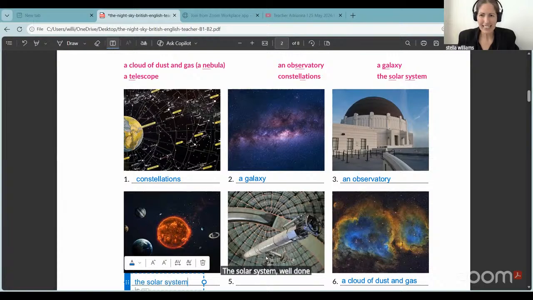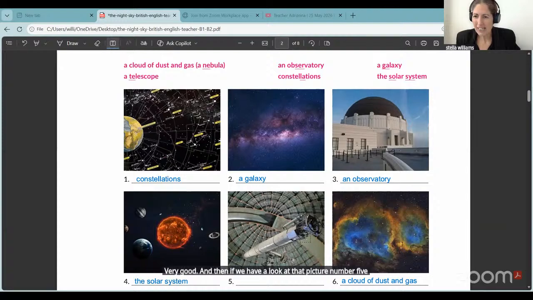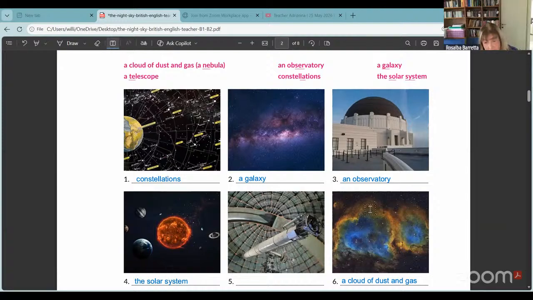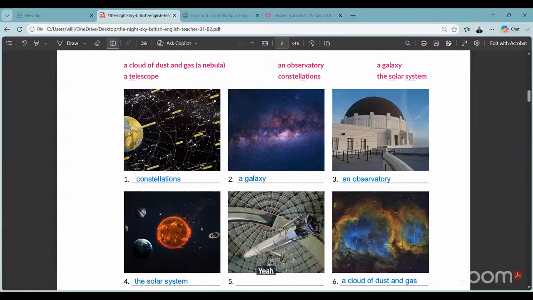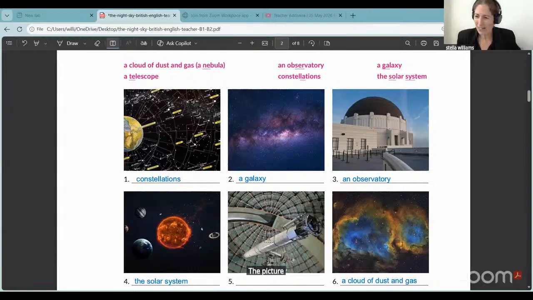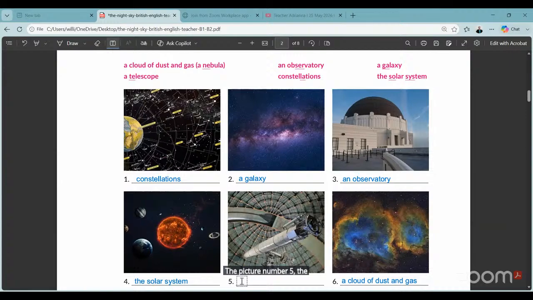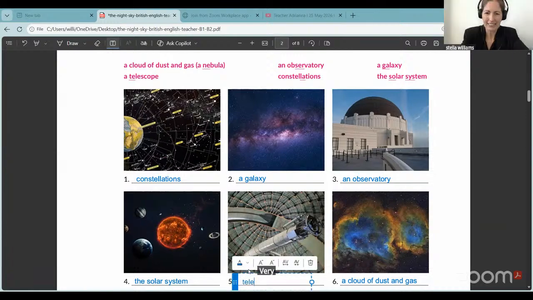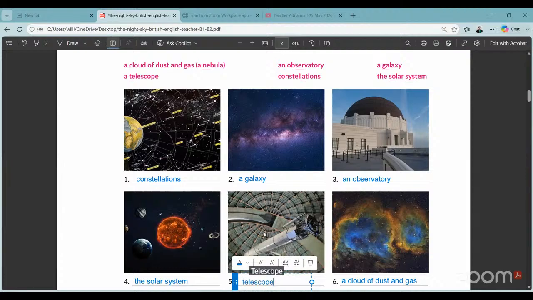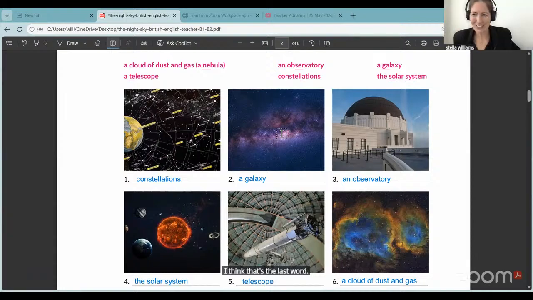Very good. And then if we have a look at picture number 5. Telescope. Yeah, telescope. What do you say for picture number 5, the telescope? Yeah, telescope. Very good. Okay, awesome. That's the last word. Yes, that's the last one. Well done. Thanks, guys. Thank you so much, everybody.